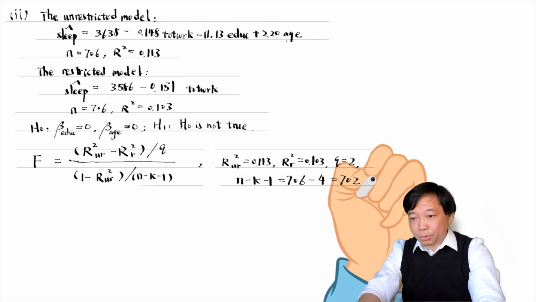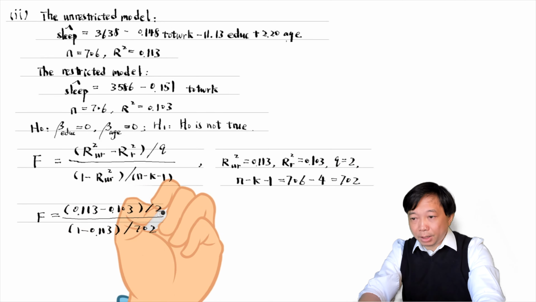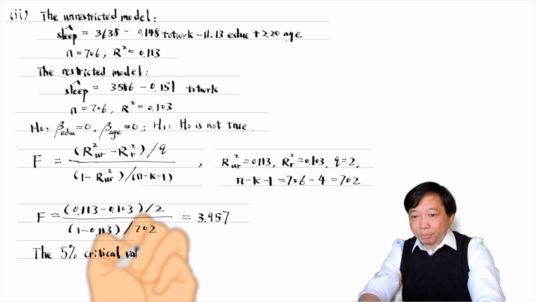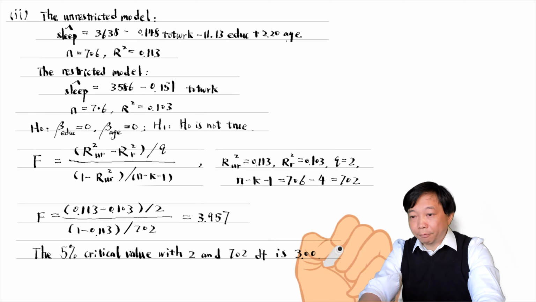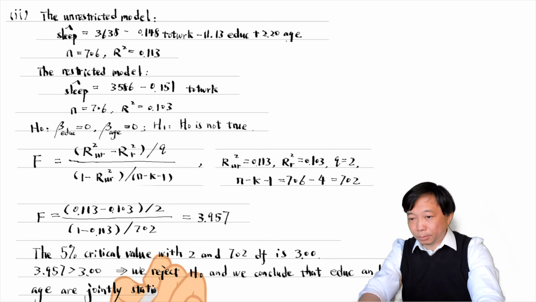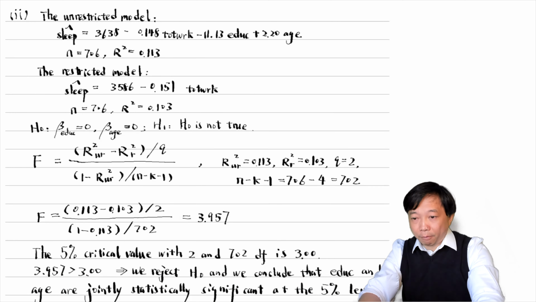Plug in all the elements and we have the F statistic equal to 3.957. From the F distribution table, the 5% critical value with 2 and 702 degrees of freedom is 3.00. The F statistic is above the critical value, so we reject the null hypothesis, and we can conclude that education and age are jointly statistically significant at the 5% level.